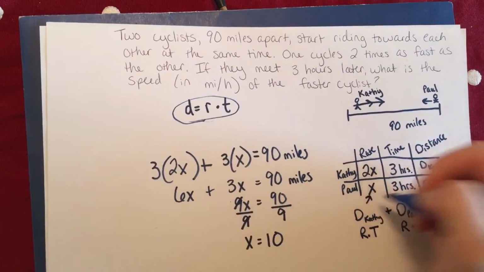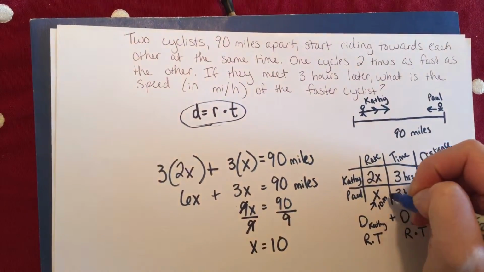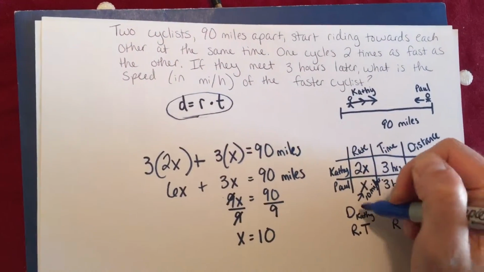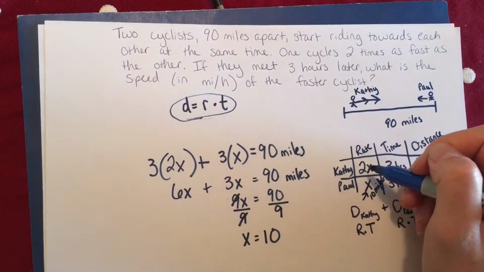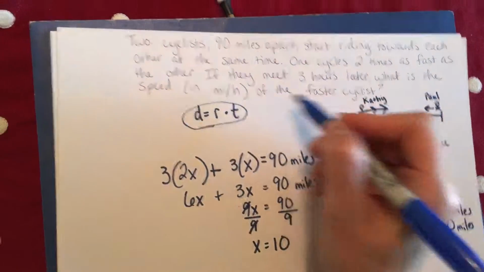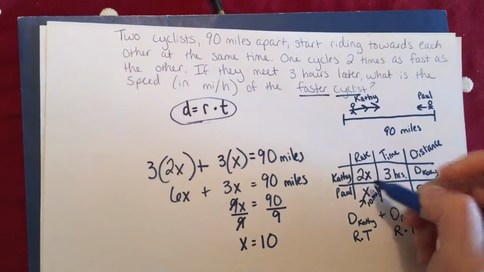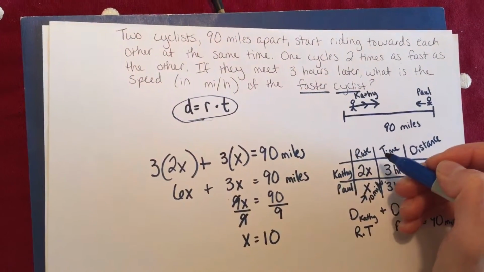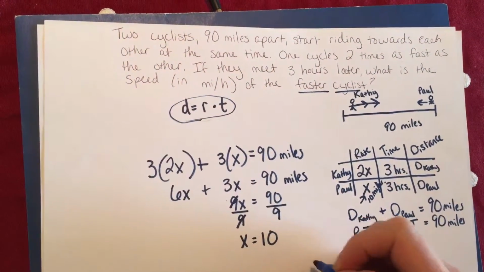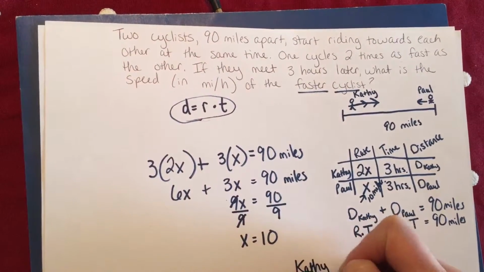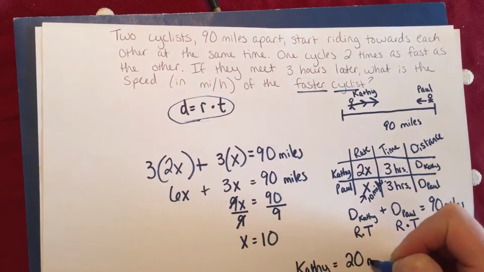That means that Paul is going 10 miles per hour, which means that if I'm trying to find Kathy, because Kathy is the faster cyclist, Kathy is going to be 2 times 10, which is 20. So Kathy, the faster cyclist, is going 20 miles per hour.